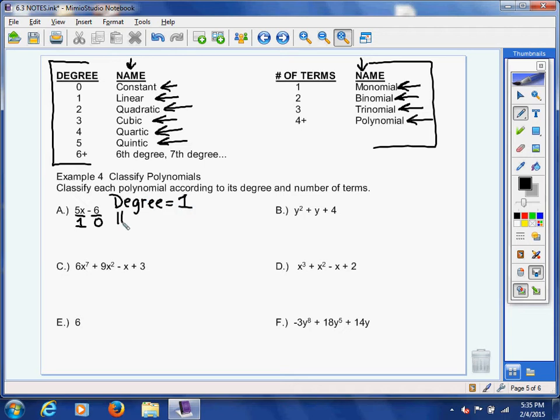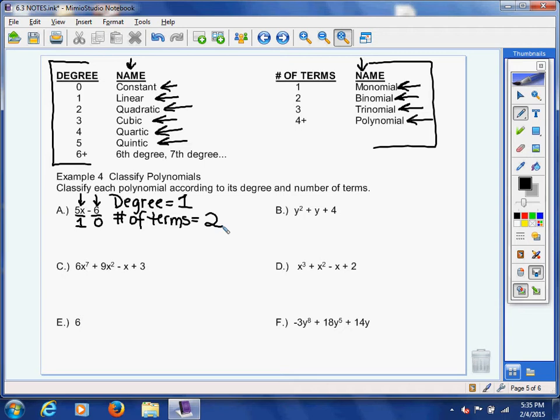And the number of terms, remember, terms are discovered by counting all the numbers that are separated by addition and subtraction signs. So I've got, here's a term, here's a term. There are 2 terms here. Okay, so now we have enough information. We can actually go back to our list above and classify this polynomial.